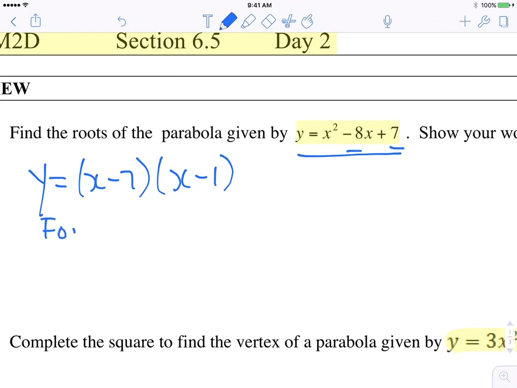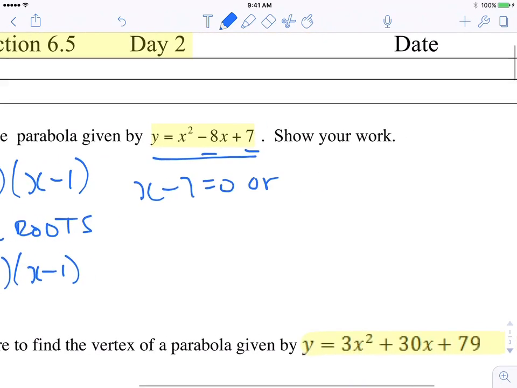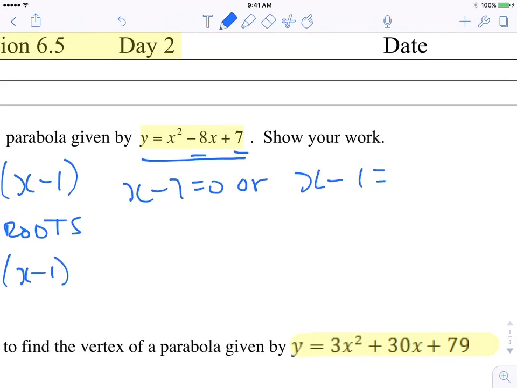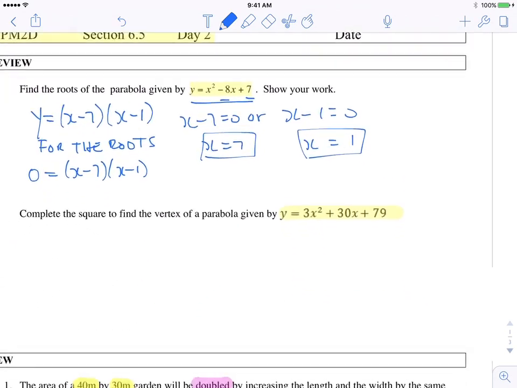And we know that if we're finding the roots, of course, the y value has to equal 0. So we could say 0 equals x minus 7 times x minus 1. And if that's the case, then our roots are either x minus 7 equals 0 or x minus 1 equals 0. If x minus 7 equals 0, then x equals 7, and here x equals 1. So those are our two roots.